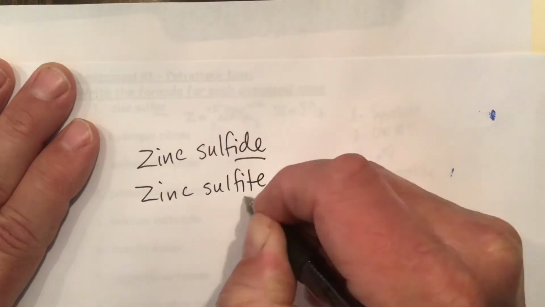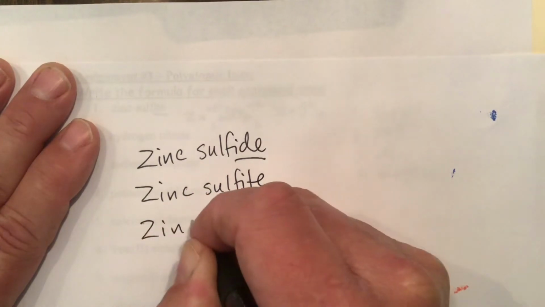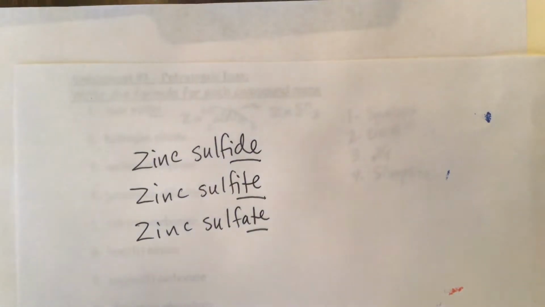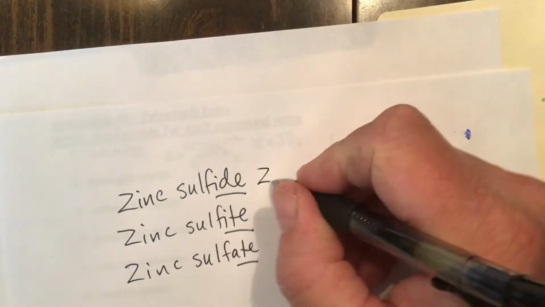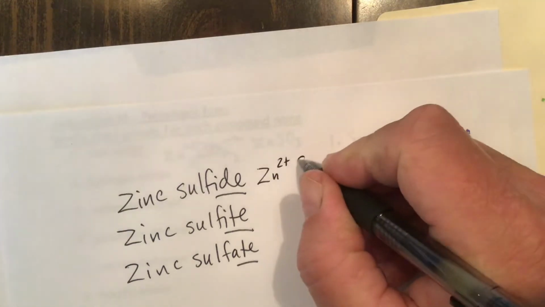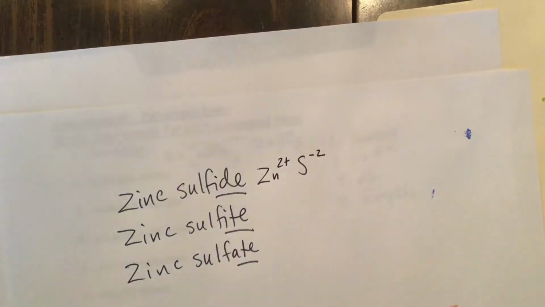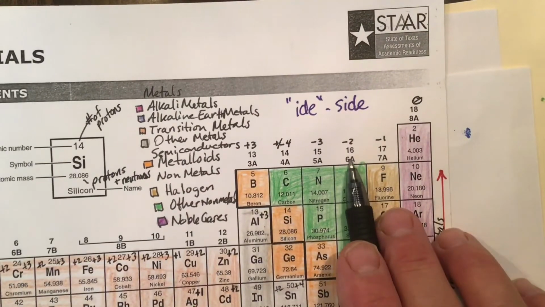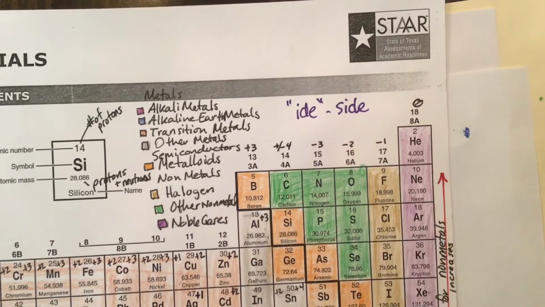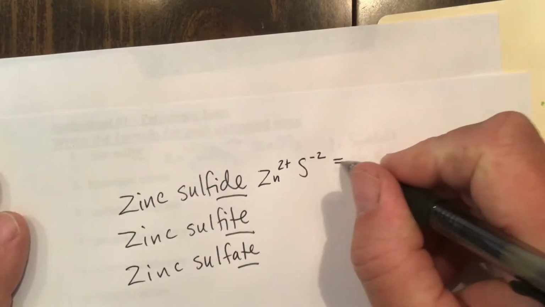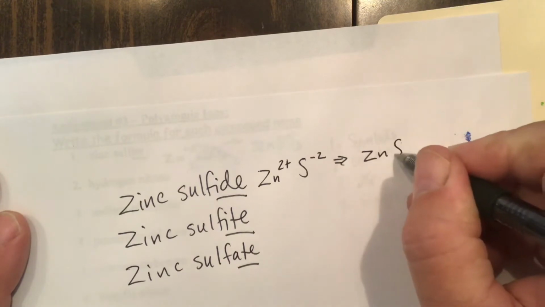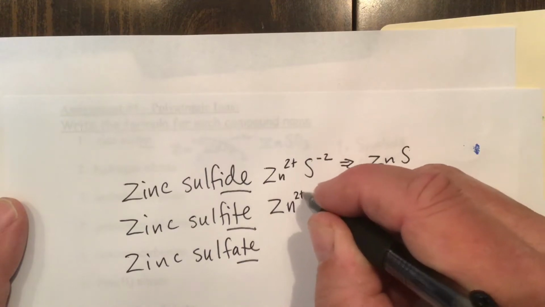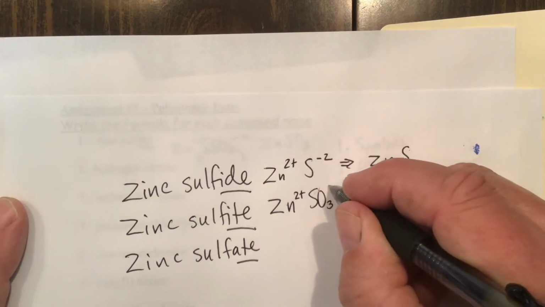sulfite and zinc sulfate. All right, so zinc sulfide, that's going to be zinc, and it's a +2. Sulfur is a -2. Remember, sulfur is in group 16 or 6A, so it's going to have a -2 charge. Don't forget these charges up here. It's on the ide side. So this one's just going to be ZnS.